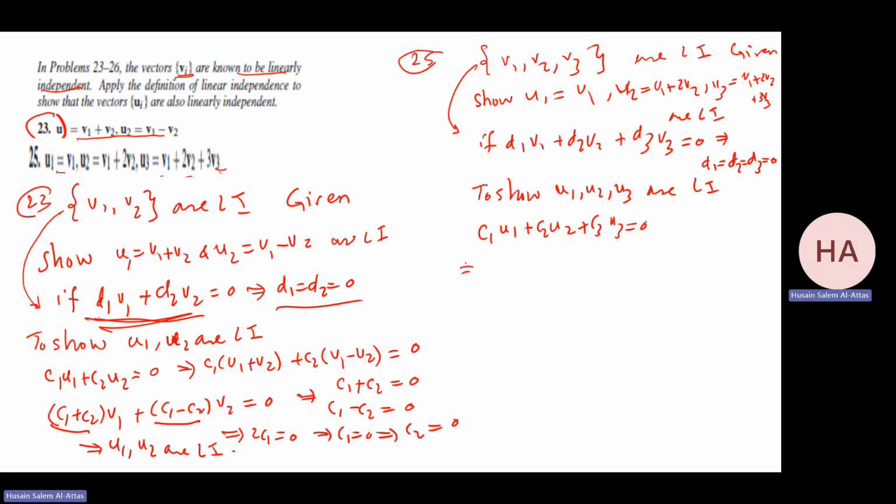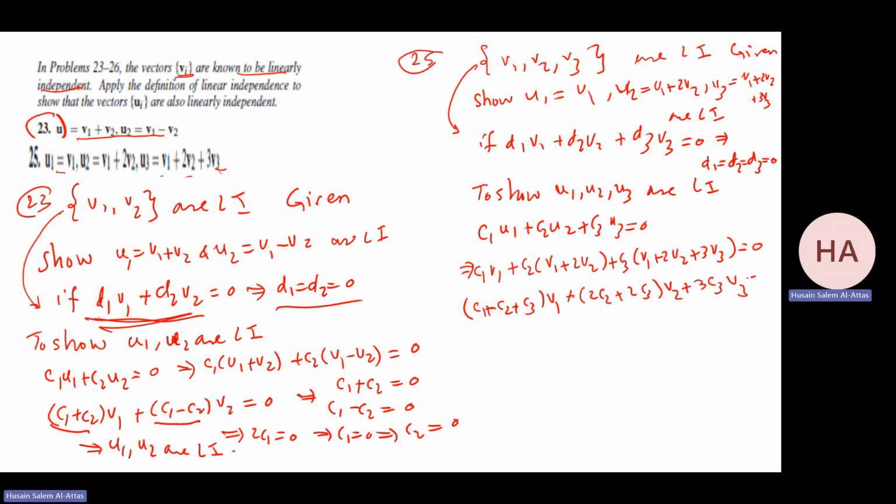Okay, so we have C1 times V1 plus C2 times V1 plus 2 V2 plus C3 times V1 plus 2 V2 plus 3 V3. That's equal to 0. So what is the coefficient of V1? I have C1 plus C2 plus C3 times V1. What is the coefficient of V2? I have 2C2 plus 2C3 times V2. For V3, I don't have it here, I have it at the end. I have 3C3 times V3 equal to 0.